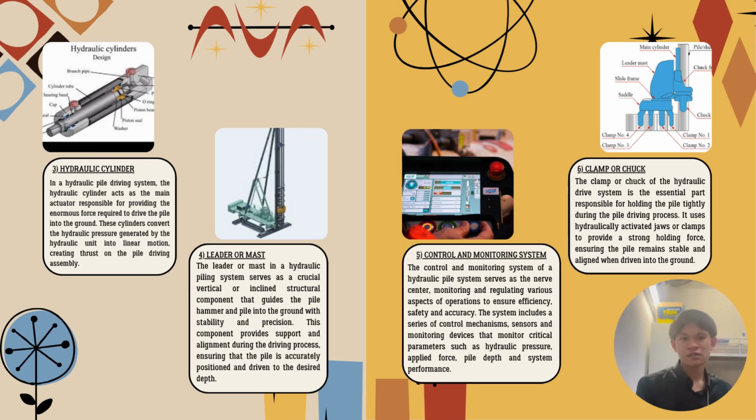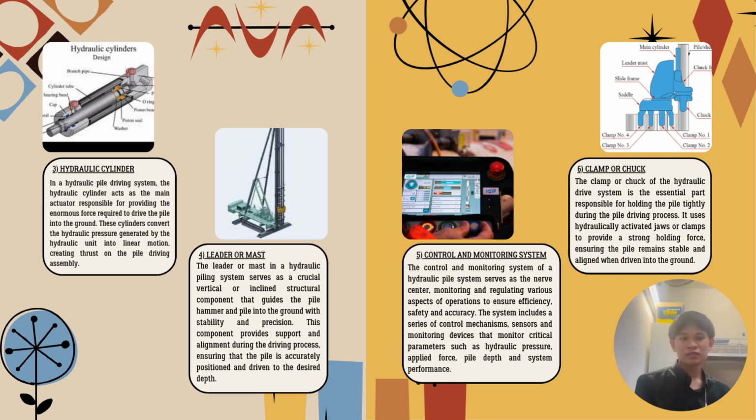Number 3, hydraulic cylinder. In a hydraulic pile driving system, the hydraulic cylinder acts as the main actuator responsible for providing the enormous force required to drive the pile into the ground. The cylinder converts the hydraulic pressure generated by the hydraulic unit into linear motion, creating thrust for the pile driving assembly.